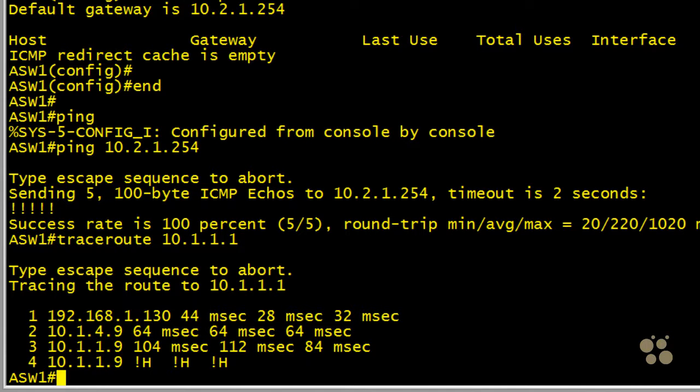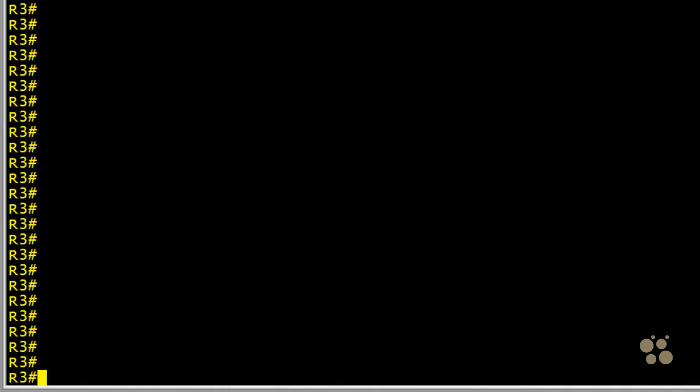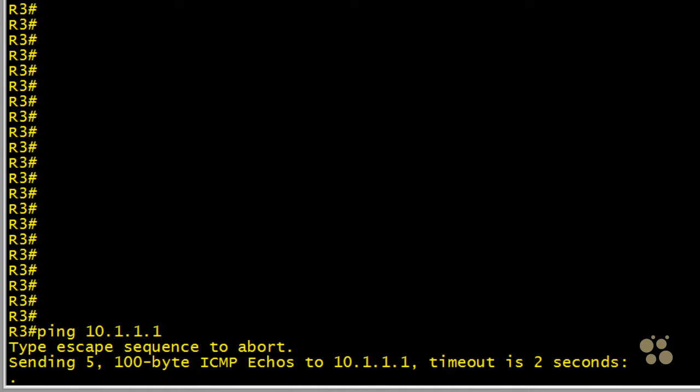So let's make a road trip over to R3. And here on R3, let's do a ping of 10.1.1.1. Maybe R3 can reach it. And as we expected, R3 doesn't have the ability to reach 10.1.1.1.